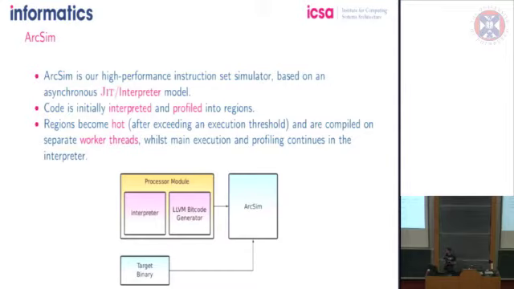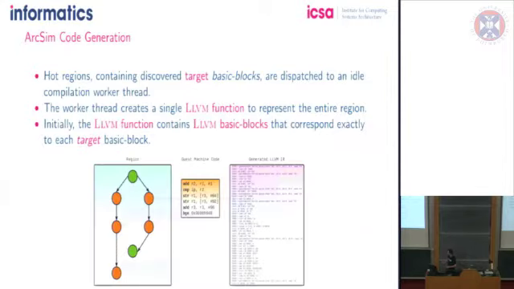So a region can become hot, after it's exceeded some kind of execution threshold. When these regions become hot, we know that they're eligible for compilation, and we send them off to an asynchronous worker. This asynchronous worker deals with all the compilation of the region, but as it's doing that, we're also still interpreting at the same time. So we're continuously executing code, interpreting, and compiling in the background.